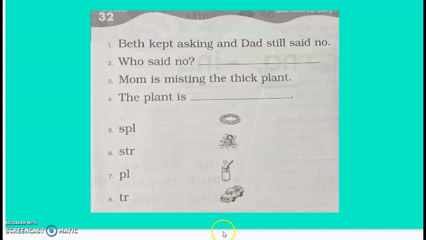When you're ready, look down at numbers 5 through 8. Here is a plate. Plate. Splash. Straw. Truck. When you're finished, you may take a picture of the front and back and send that to your teacher.